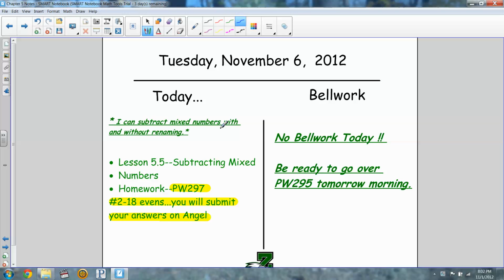Today on our agenda we have only subtracting mixed numbers, and we're going to be able to do that with and without renaming the mixed number. So if you notice here, this is your homework, practice workbook, page 297, numbers 2 through 18. You will do the evens and you will submit your answers on Angel. There will be separate instructions on how to submit your answers on Angel.